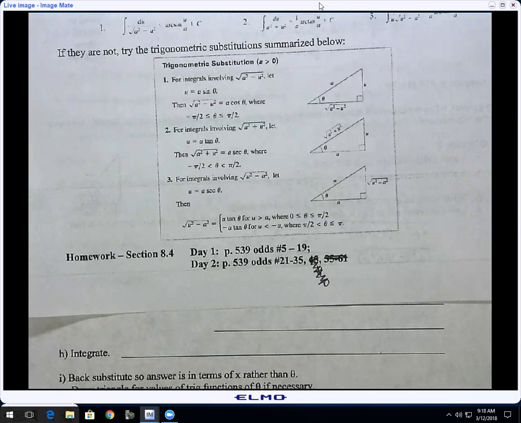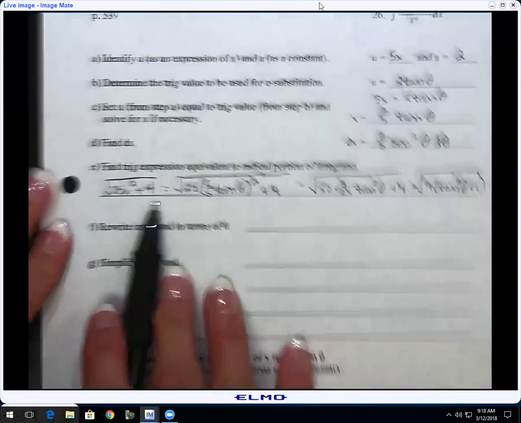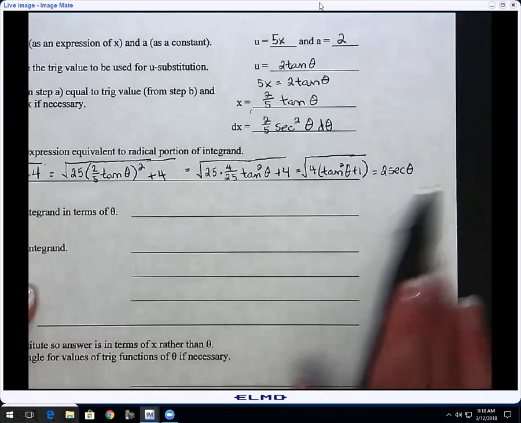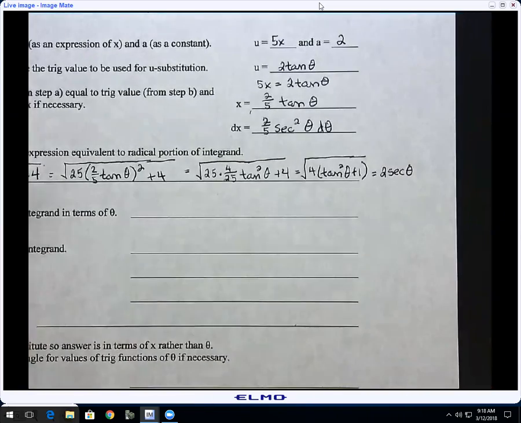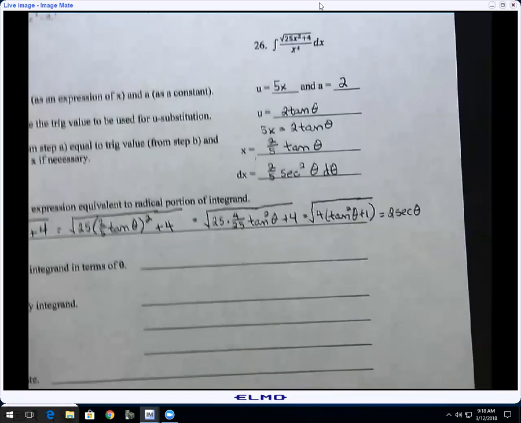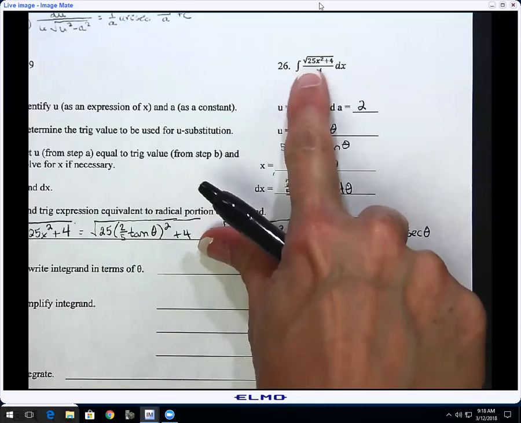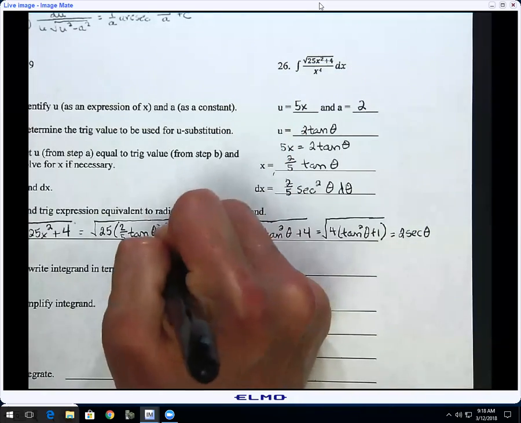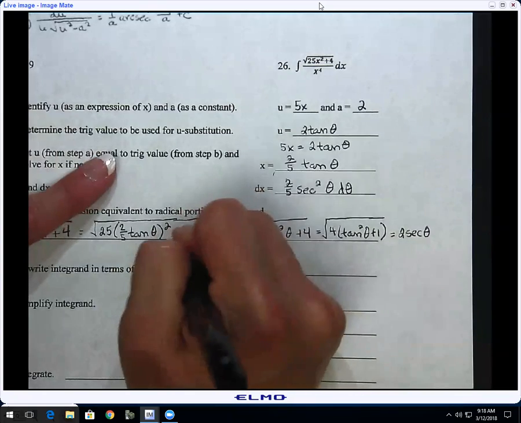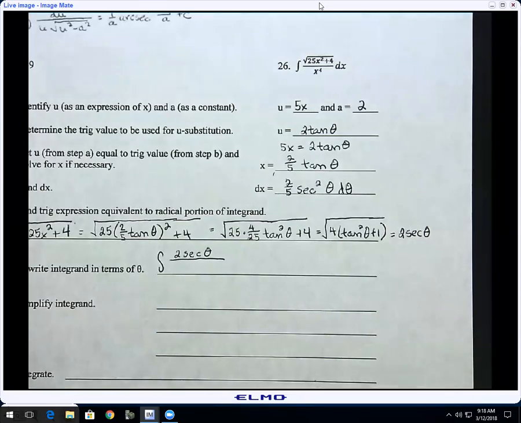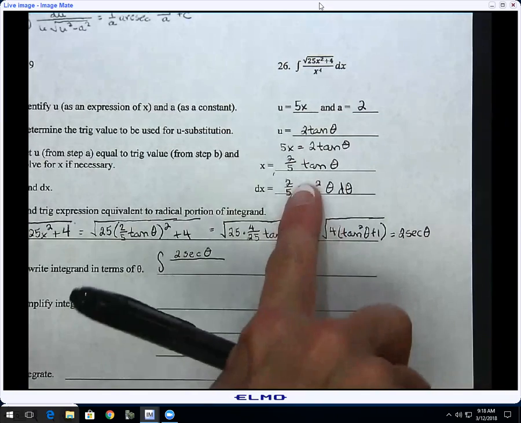So I've gotten where I can do this step in my head pretty quickly. I don't have to write down all these middle steps, and I have a trigonometric expression that I can put in place of the radical expression in the original integrand. All right, the original integrand was this. What can I put in the place of square root of 25x squared plus 4? 2 secant theta. What can I put in the place of x to the 4th? 2/5 tangent theta.